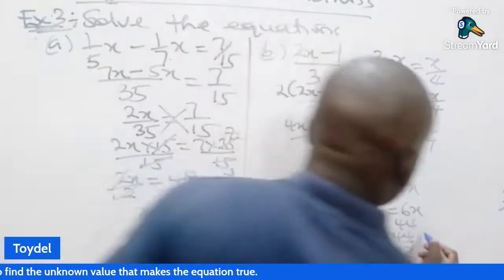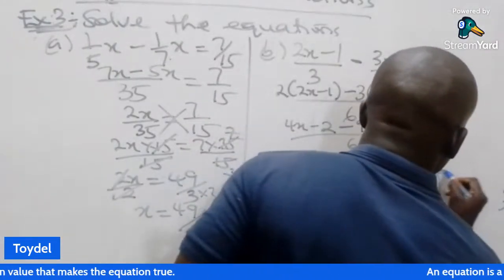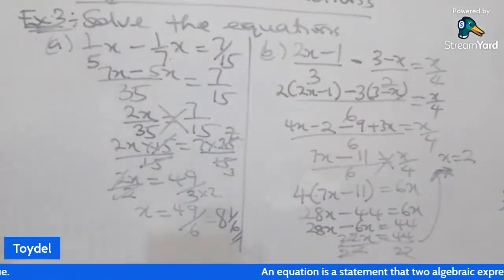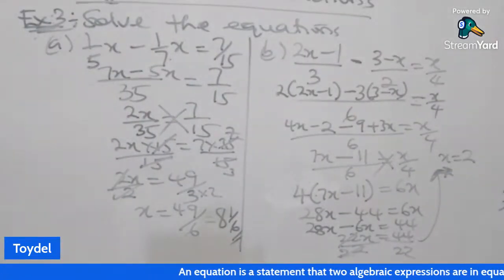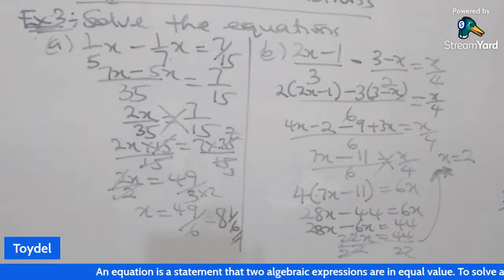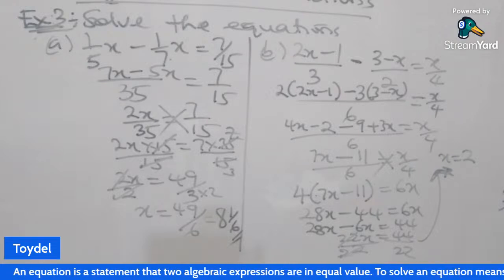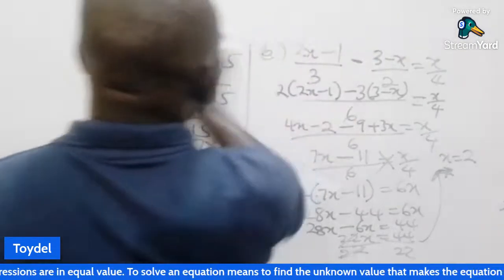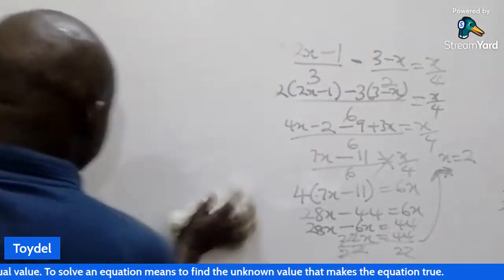So from here, we have our x equal to 2. That's what we get if we solve that. So we take one more example under equations with fractions, then we conclude.